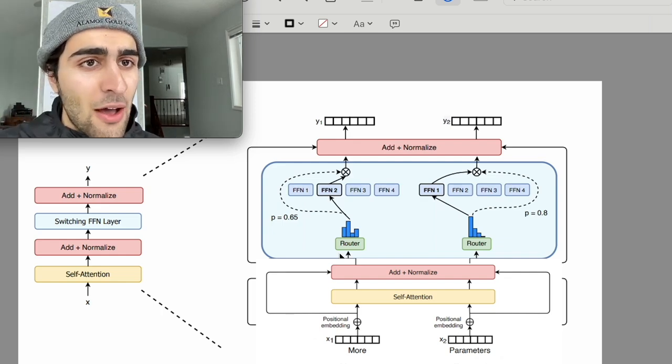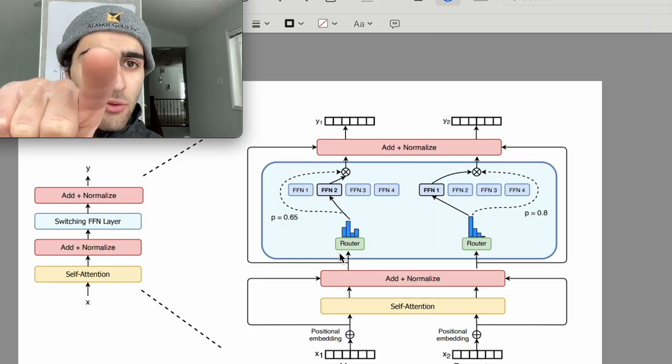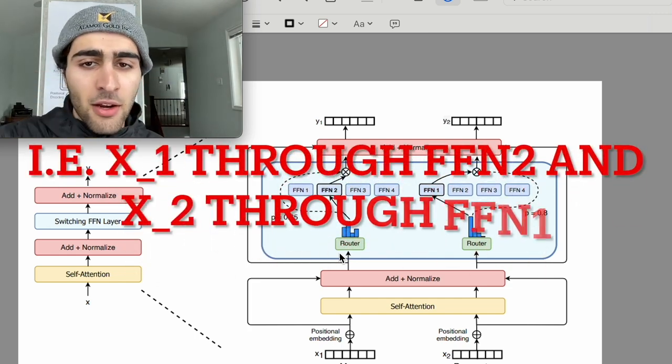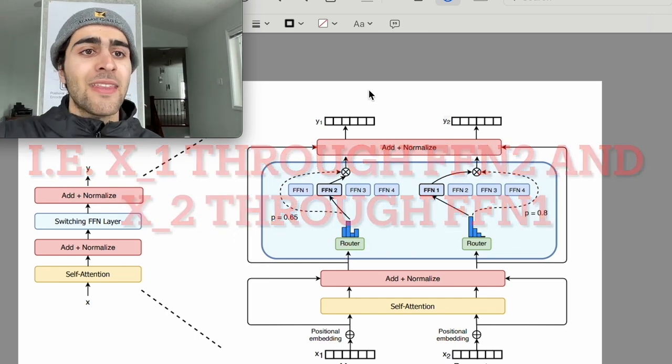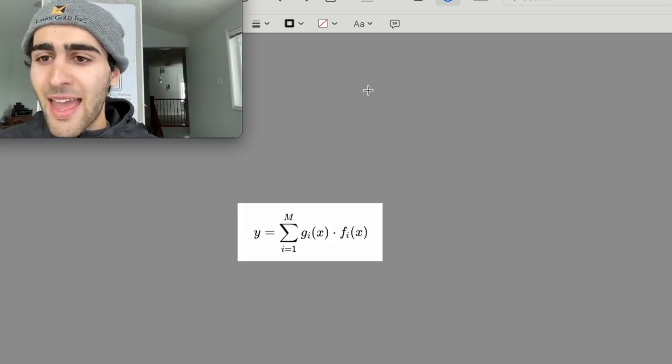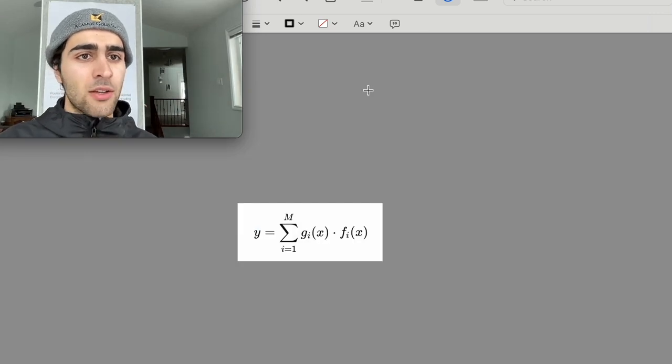So I'll show you how this works. Of course, this example, as I said, is only using one feed-forward network to propagate the token more through the second one and parameters through the first one. And then we would do this in the consecutive blocks. But as you can see here, we have a weighted average in the standard mixture of expert formulation.